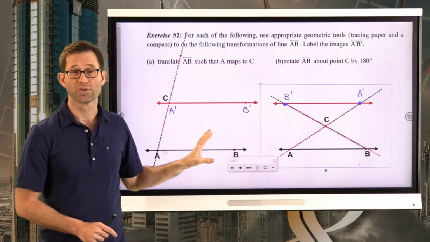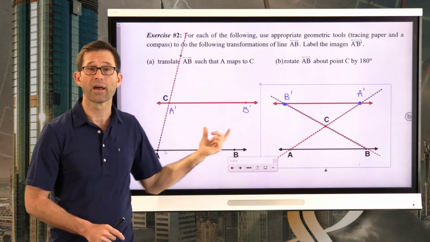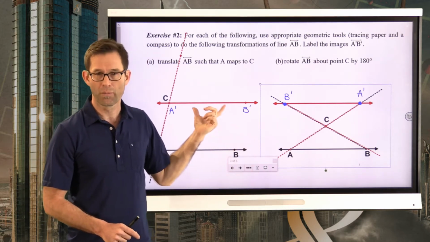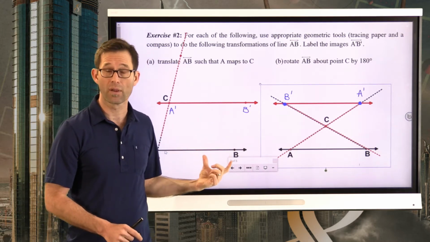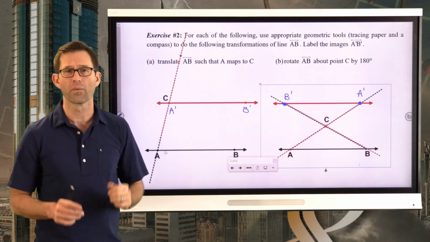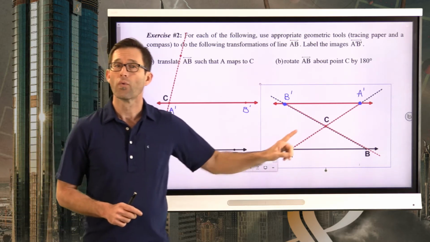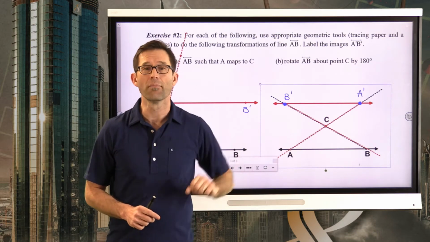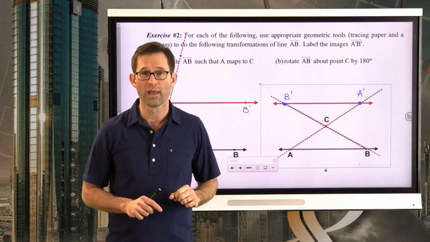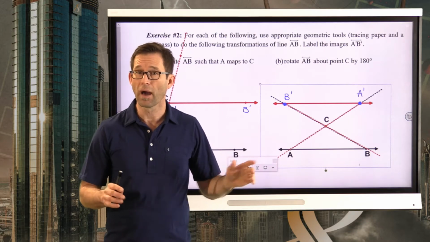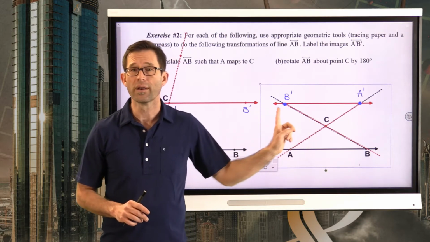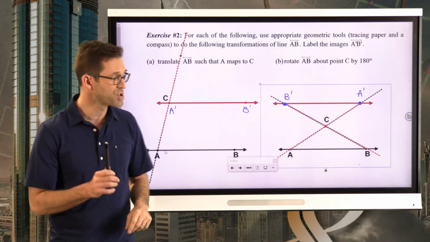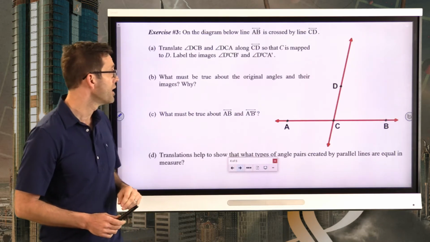Now, that always occurs with translations. If I take any line and I translate it in a direction that isn't right along the line, I will produce an image line that is parallel to the original. And we looked at that back when we were doing translations. Rotations, that will also be true as long as I rotate around a point by 180 degrees. If I rotate about a point by 180, I will end up with an image line that is parallel to the original.